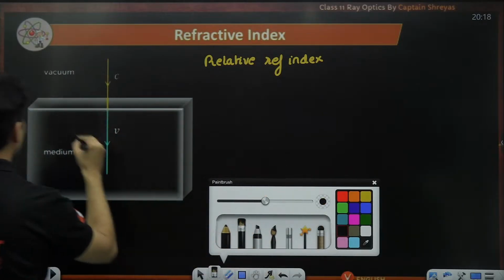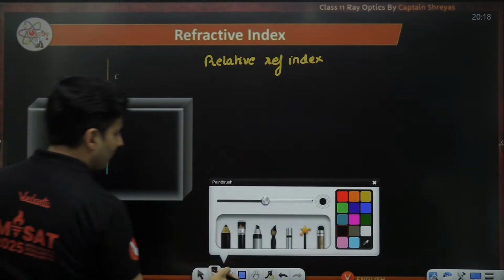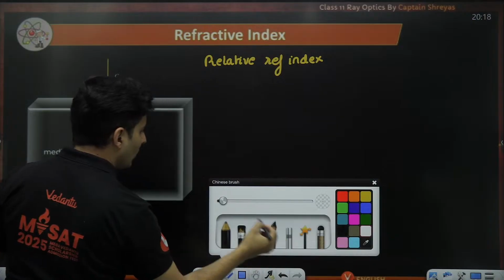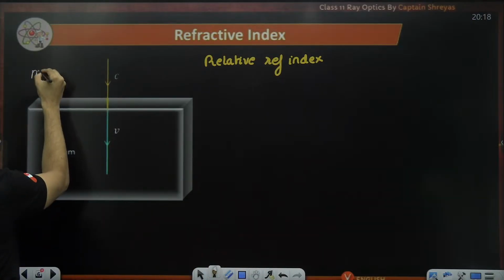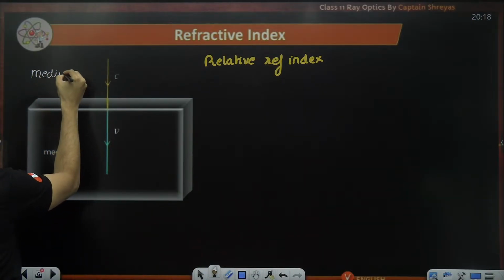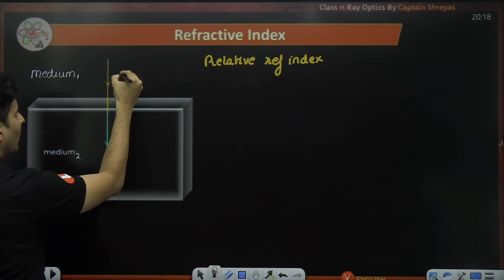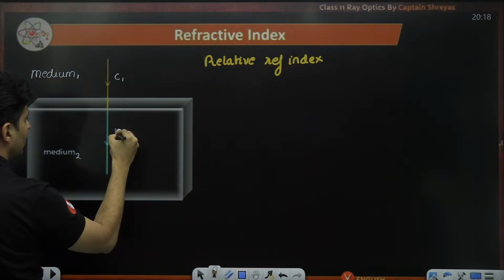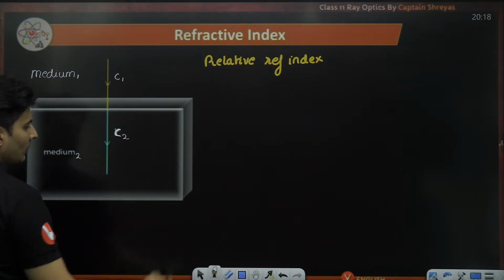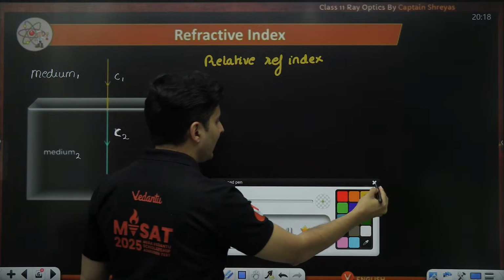I'll tell you. This is no longer vacuum. This is also some kind of medium. This is medium 1, this is medium 2. This is the speed of light in this particular medium, and this is the speed of light in that particular medium. This is C1. This is C2. Then the relative refractive index.